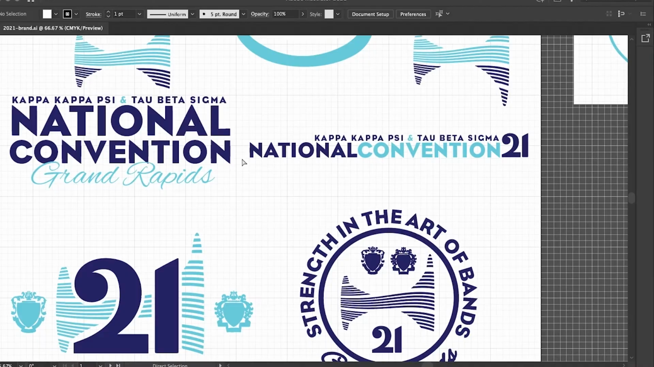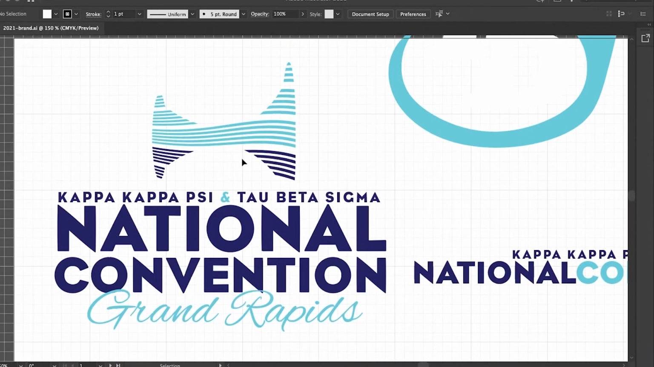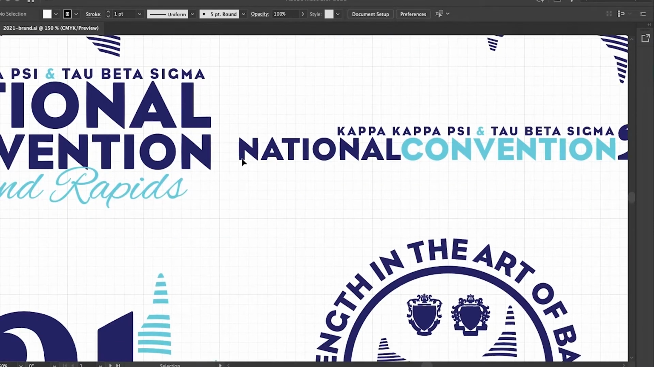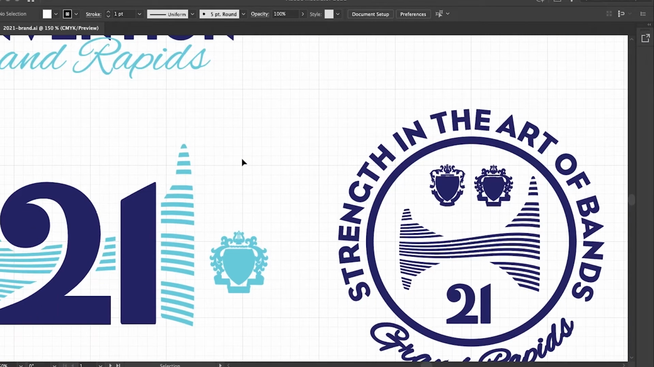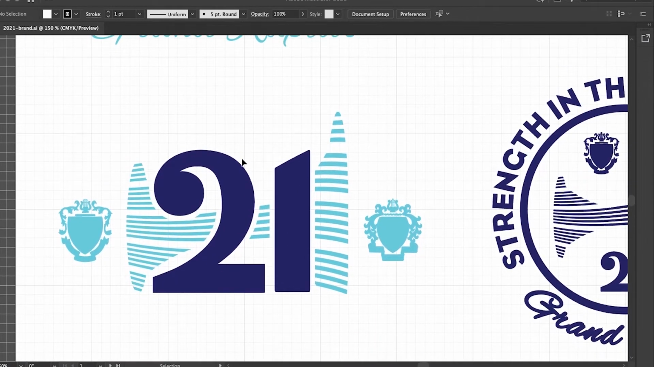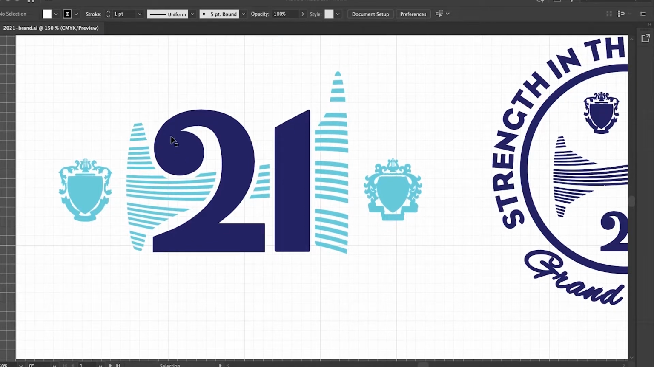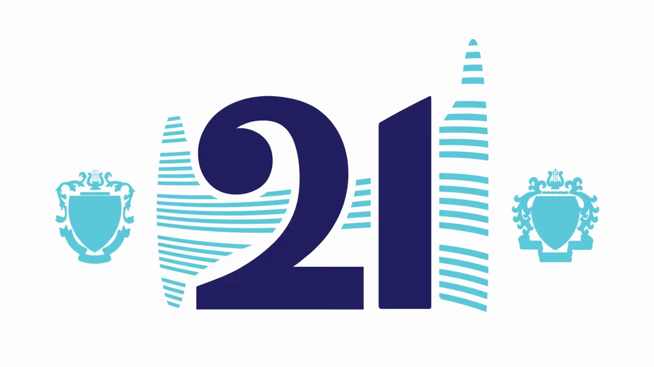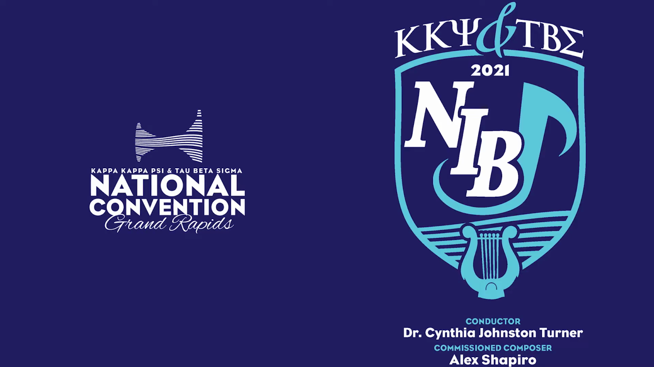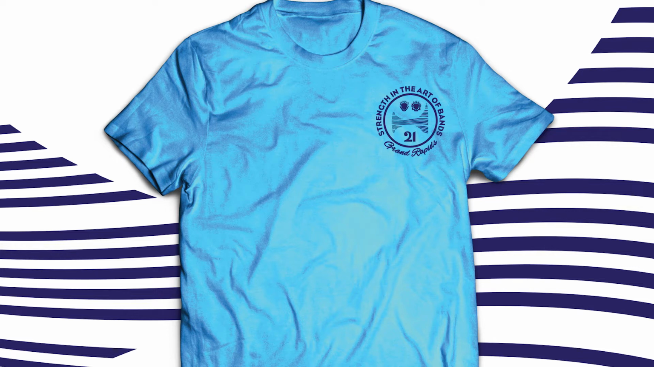An example of that is one of my national convention logos, the Grand Rapids one, where I'm using the shape of the famous sculpture in Grand Rapids, Michigan, but I'm interpreting it in a way where it's about music. So with Grand Rapids, I'm able to use the shape of the sculpture, but I translated that into music. So the musical staff that you see throughout is a way to interpret it through music. I have used it in a variety of different logos.